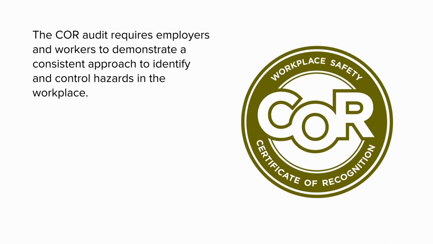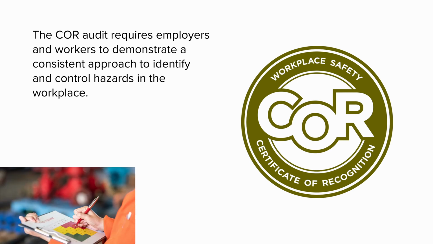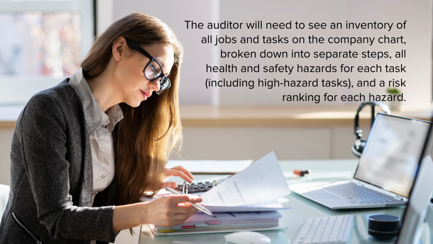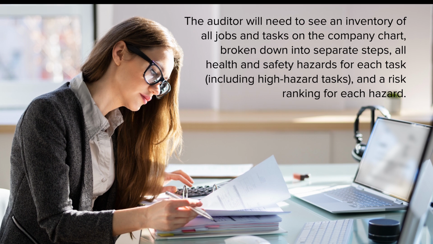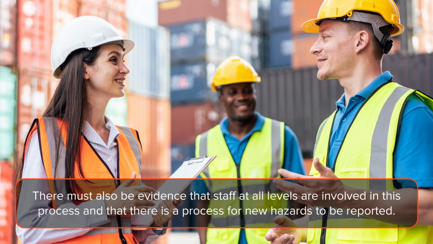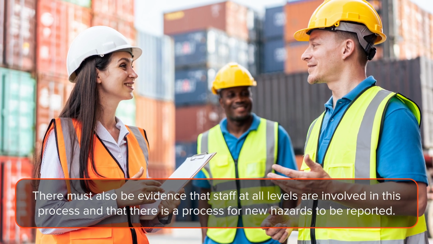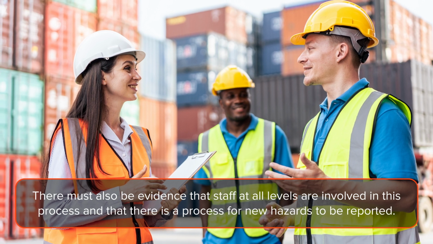The COR audit requires employers and workers to demonstrate a consistent approach to identify and control hazards in the workplace. The auditor will need to see an inventory of all jobs and tasks on the company chart broken down into separate steps, all health and safety hazards for each task, including high hazard tasks, and a risk ranking for each hazard. There must also be evidence that staff at all levels are involved in this process and that there is a process for new hazards to be reported.